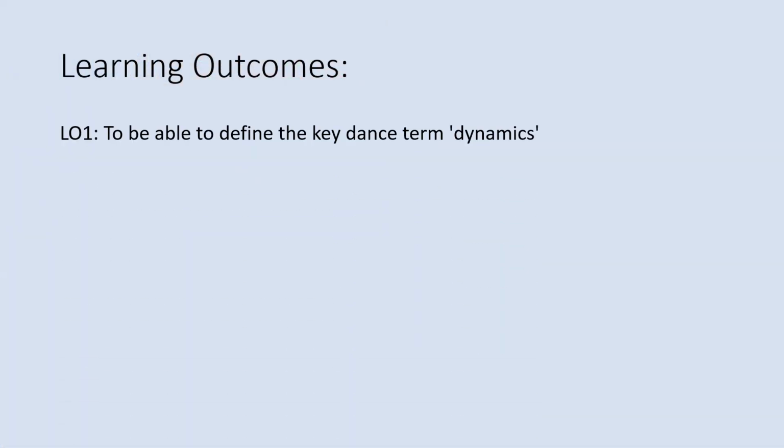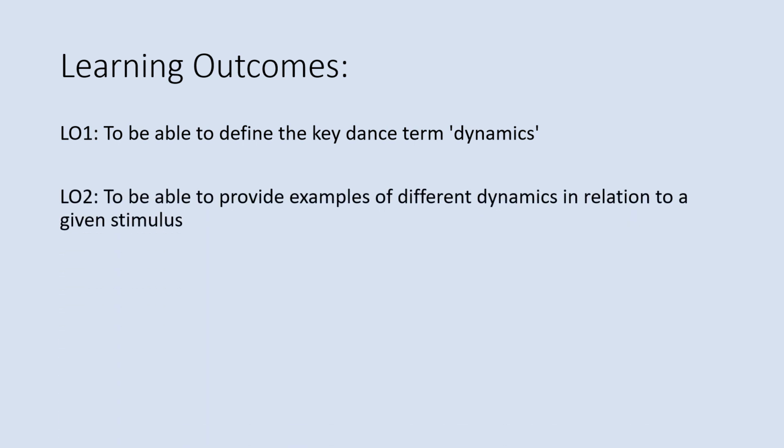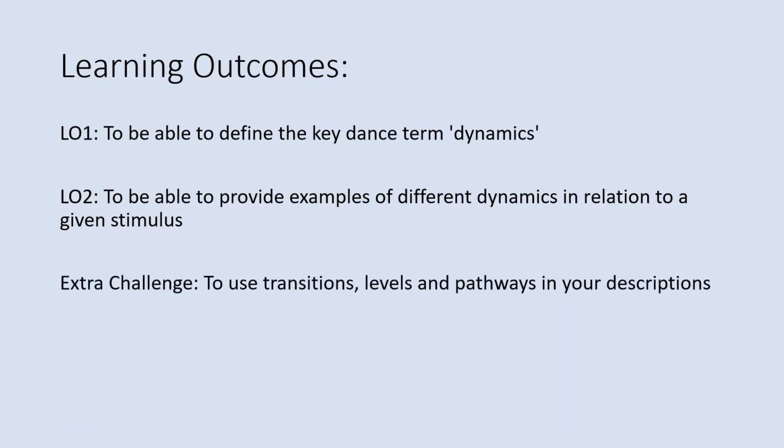Learning outcomes for this video. LO1 is to be able to define the key dance term dynamics. LO2 is to be able to provide examples of different dynamics in relation to a given stimulus. Your extra challenge is to use transitions, levels and pathways in your descriptions. And our literacy focus is to use subject-specific vocabulary.